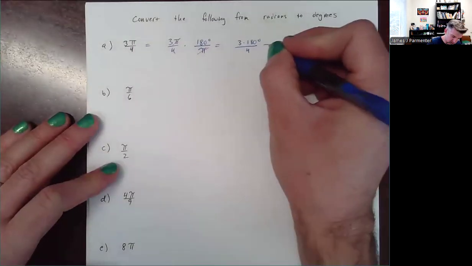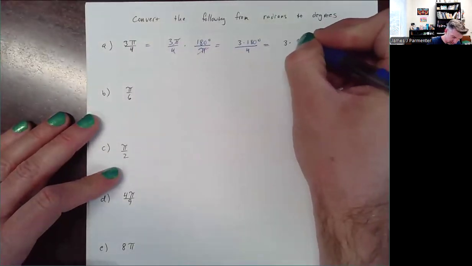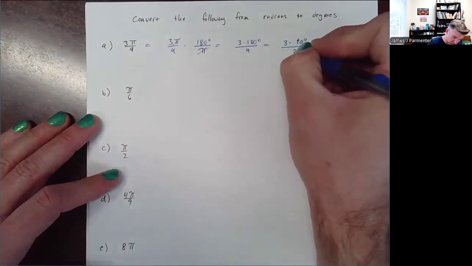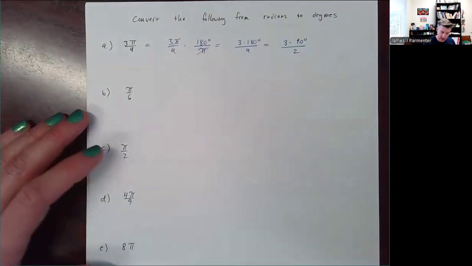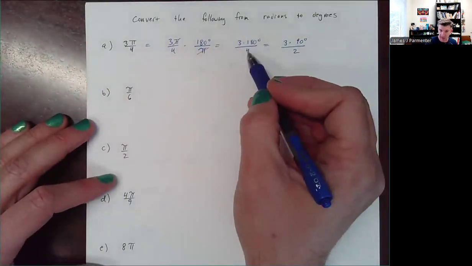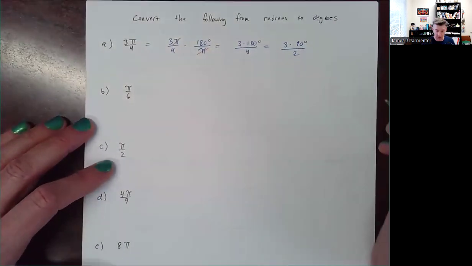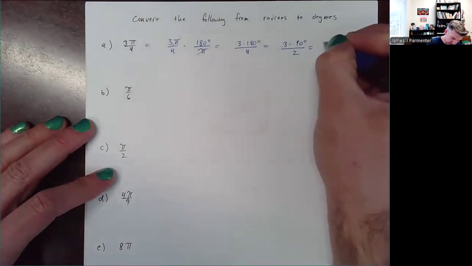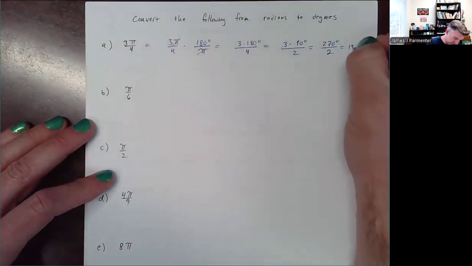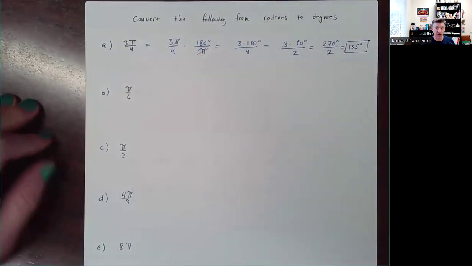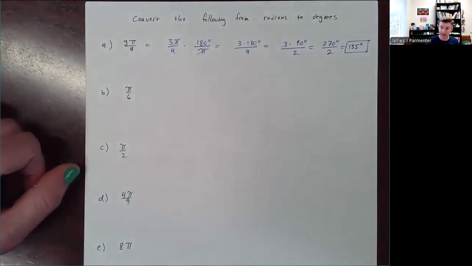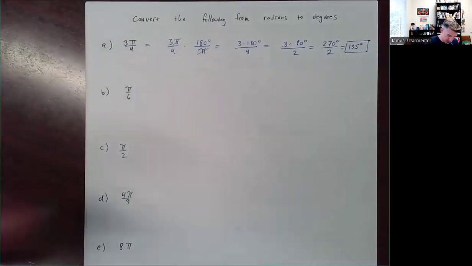So I can reduce this to 3 times 90 degrees over 2, right? Because 180 and 4 both have factors of 2, so I cancel the 2 essentially from each of them. And then it actually might make sense to do the multiplication here first. 3 times 90 is 270 degrees. 270 degrees divided by 2 is 135 degrees. There are definitely other ways to get there. I'm just trying to do the least amount of mental math I can make happen.